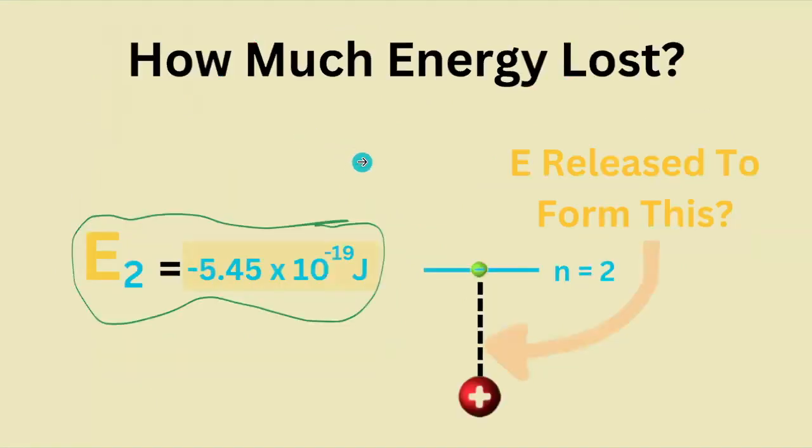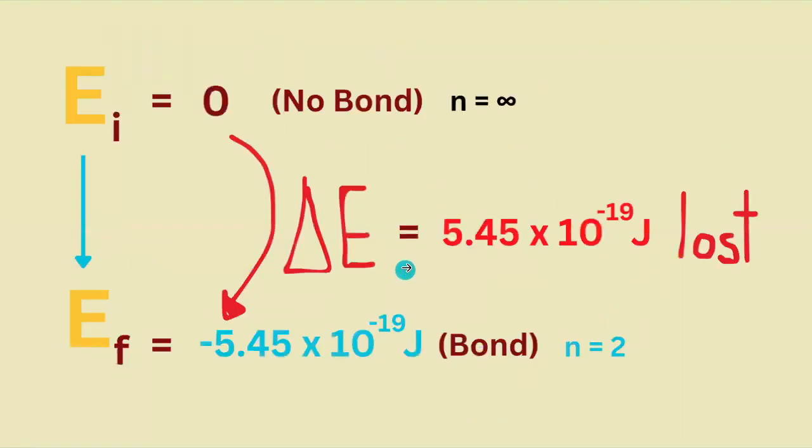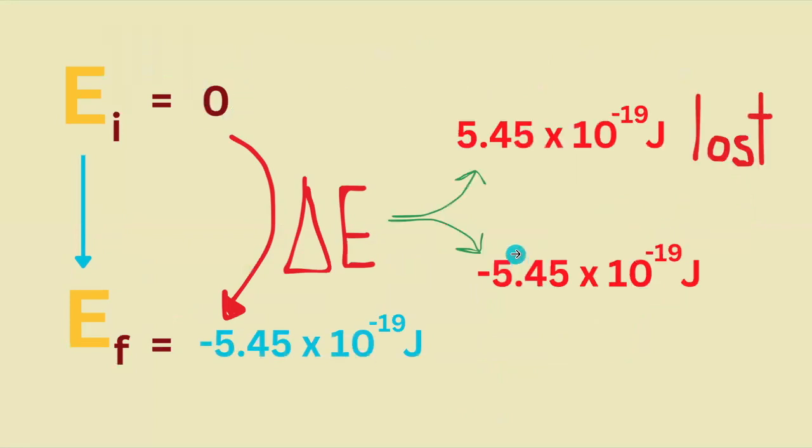With that said, how much energy is lost in the formation of a bond with the electron occupying the n equals 2 shell? Now, it is true that the energy of the shell is negative 5.45 times 10 to the negative 19 joules. But that means that a positive 5.45 times 10 to the negative 19 joules was lost from the system for the electron to go from zero to the negative version. As a point of clarification, the change in energy to form this bond is negative, but it's more conceptually intuitive and thorough to say that a positive amount of energy was lost from the system.